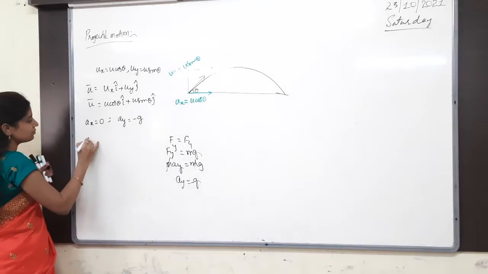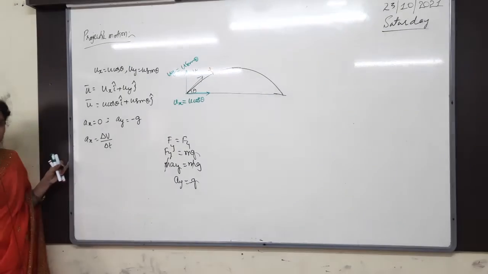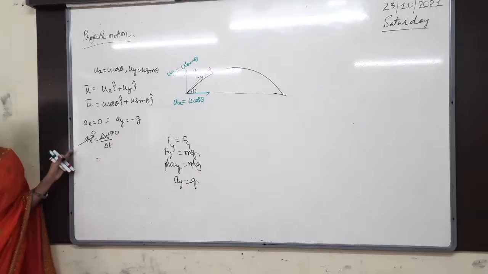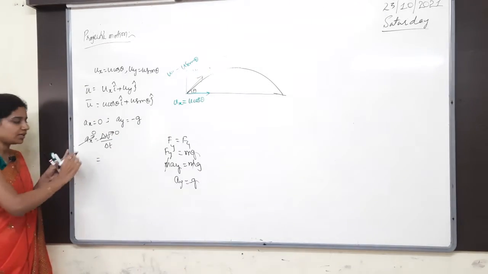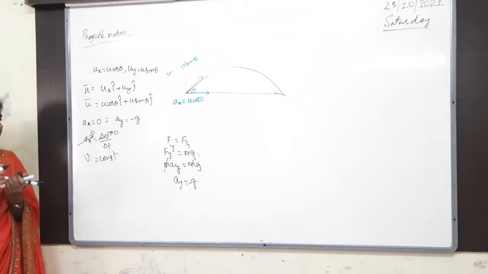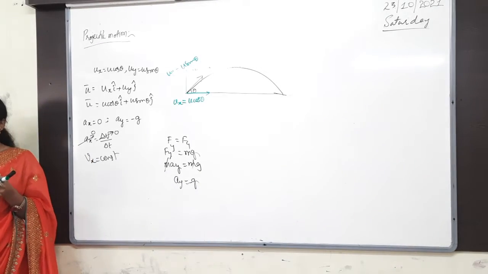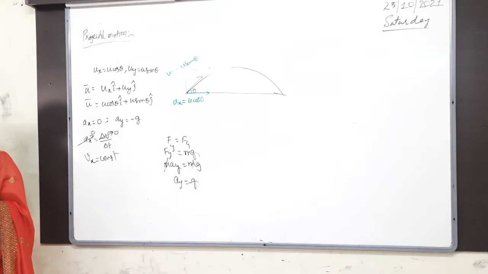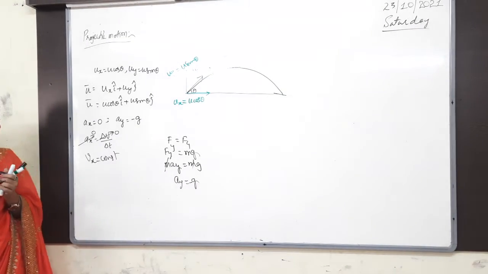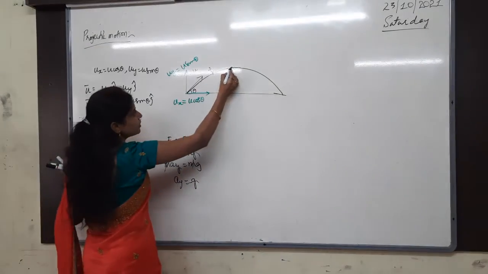Ax is equal to delta v by delta t, that is the formula. So Ax is 0, which means delta v is also 0. Change in velocity is 0, so can I say the velocity is constant? Change is 0 means constant, along the x-axis direction, so Vx is constant always throughout the motion. Ax is 0, that is the reason why Vx is constant throughout the motion. So at the maximum height, which velocity will be there?